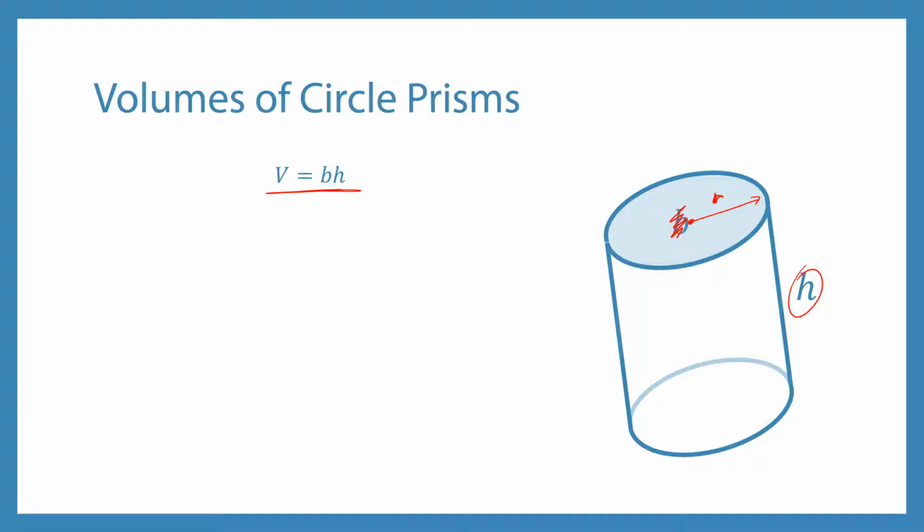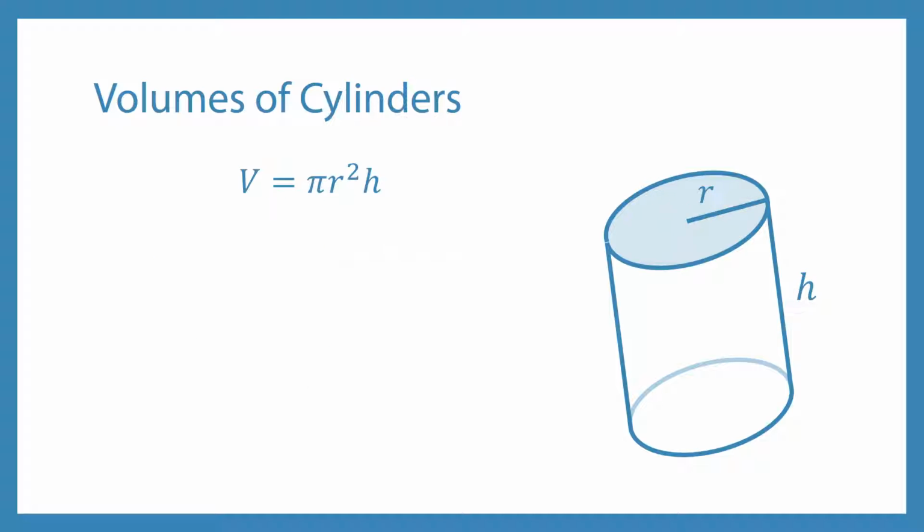So remember, the area of a circle equals pi r squared. So that means that our base would be pi r squared. Then to find our volume, we'd simply go pi r squared times our height. So we end up with a formula, pi r squared h. So we have this: volume is pi r squared h, where we have our radius of our circle, and we have the height of our cylinder.